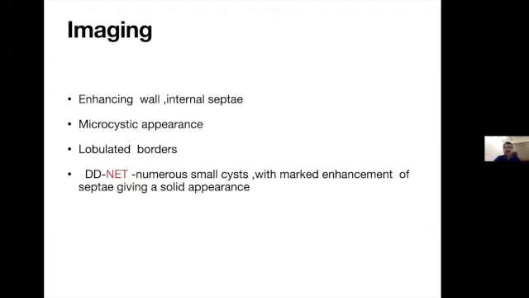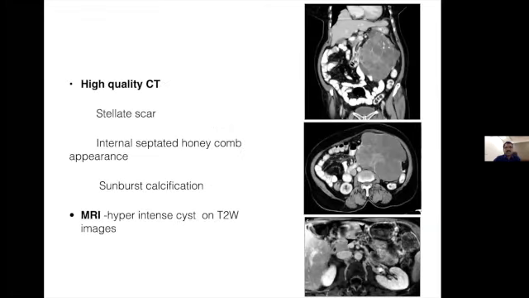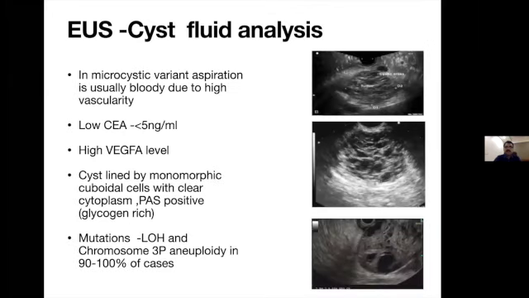So imaging will show enhancing wall, internal septae, microcystic appearance, lobulated border, honeycomb appearance, and the differential diagnosis is a neuroendocrine tumor of pancreas because of the enhancement pattern. If you do a high quality CT, it may show the honeycomb appearance, sunburst calcification, central stellate scar. And if you do MRI, they will show hyperintense cyst on T2 weighted images. And if you do EUS, that will show the multiple small microcysts, and the cyst aspiration will characteristically show a low viscosity fluid with a low CEA and a high VEGF level.